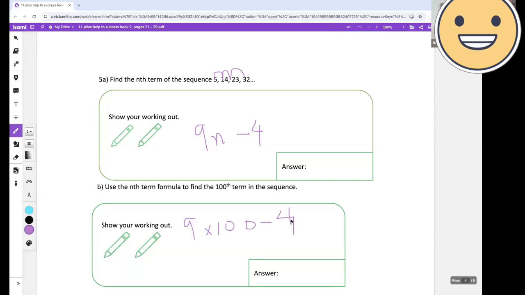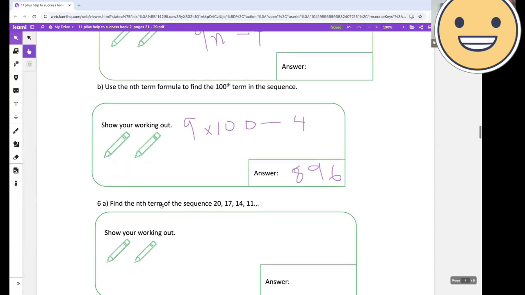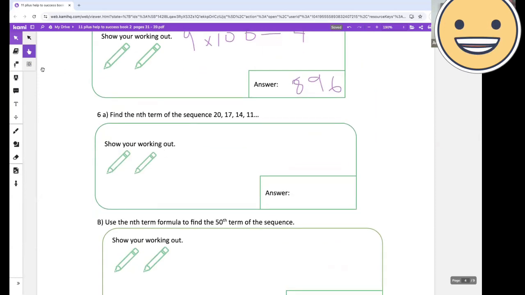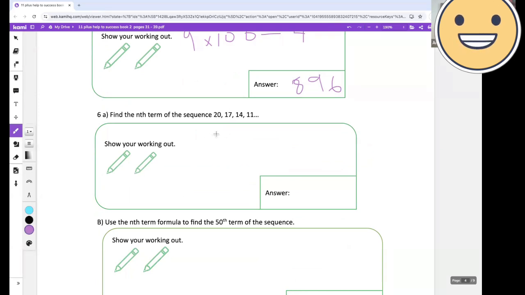Oh, my 4 looks so funny. Let me put my... It was looking like something different than a 4. Now it's better. And then you get 896. So now we are on the sixth one. You're finding the sequence first, and then you're finding the 50th term.